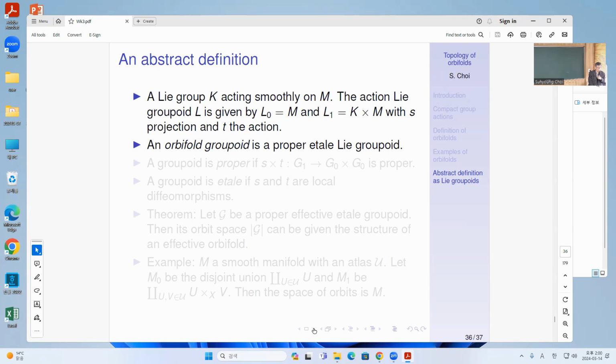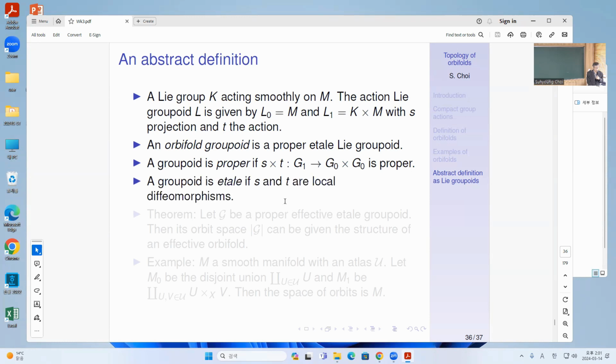Okay. And an orbifold groupoid is a proper étale groupoid. Proper means that S times T going from G1 to G0 is a proper map, and étale means that source and target maps are local homeomorphisms, and so on. And of course, it's a Lie groupoid. So that's what the orbifold groupoid is. And the groupoid is étale, so S and T are local diffeomorphisms.